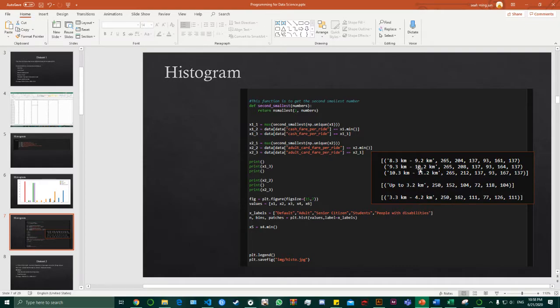So for the cash fare per ride, the distance can be up to 11.2 kilometers, so might as well be 5/6 of the ride. Whereas for the adult card fare, if I want to pay for the second smallest, I can only ride up to 4.2 kilometers of bus travel. So that is it for my histogram.